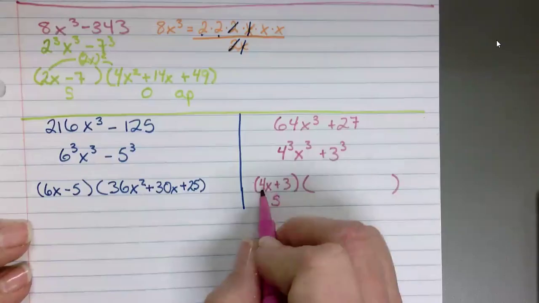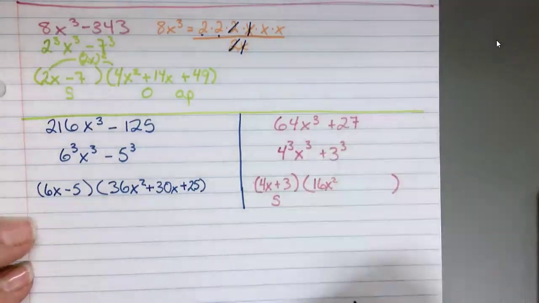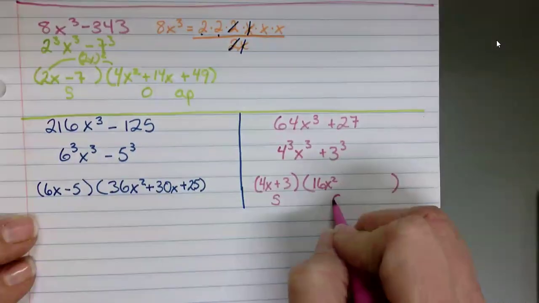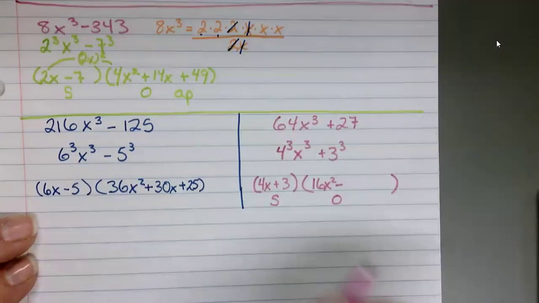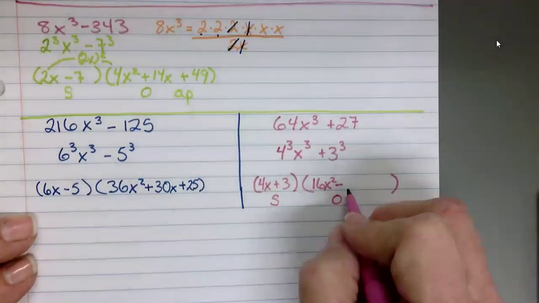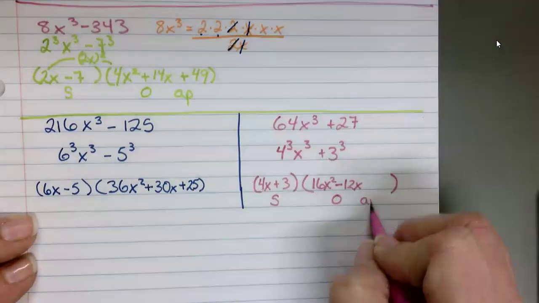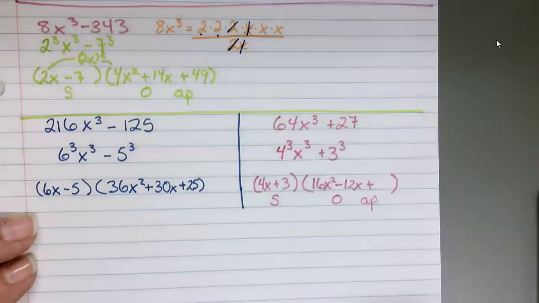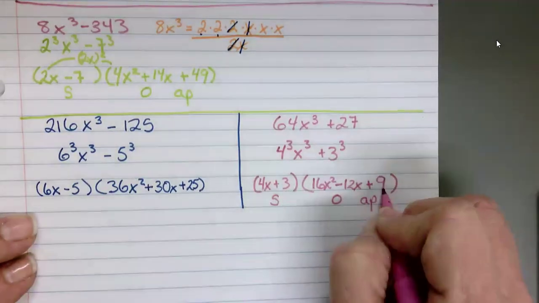Then I do 4x squared, which will be 16x squared. Now I do the opposite sign, so now I'm going to get a negative sign. And I multiply 4x times 3, 12x. The last sign is always positive. And I do 3 times 3, or 3 squared, which is 9.